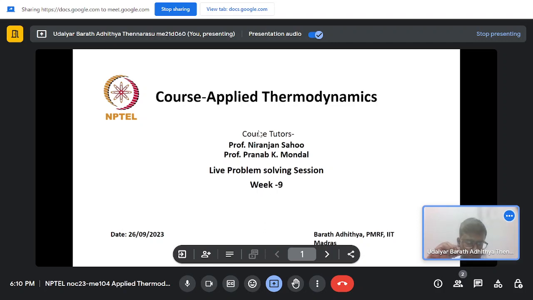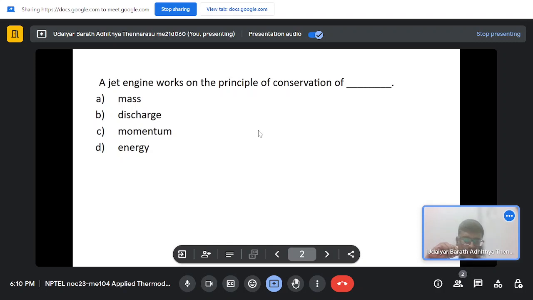in those jet engines. The first one: a jet engine works on the principle of conservation of dash. A, mass. B, discharge. C, momentum. D, energy. As I told previously, jet aircraft work on the conservation of momentum. So the answer is momentum.